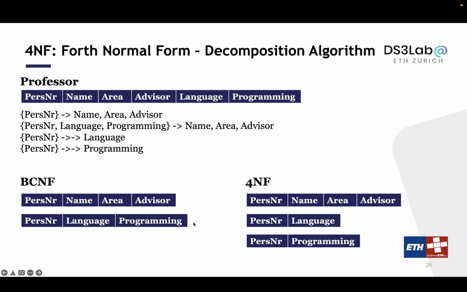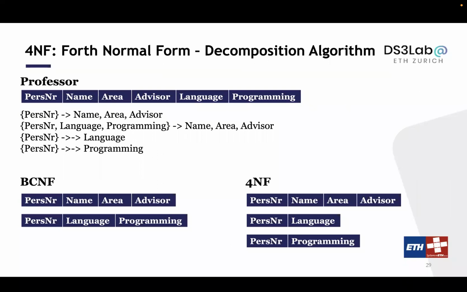You can decompose this one into these 2 smaller relations. One contains personnel number and language, another contains personnel number and programming, right? If you put it side by side, as you can see, the fourth normal form is going to give you strictly smaller relations, okay? If you use the same order of decomposition. That's going to get rid of more and more redundancy compared with BCNF.